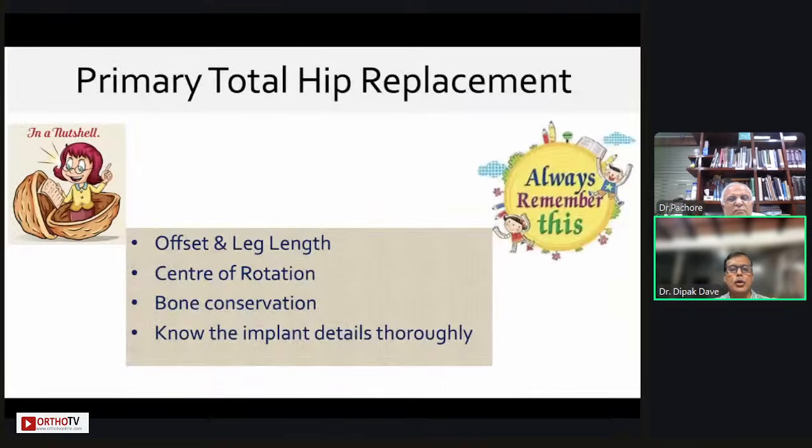That is important. For a good outcome in a primary total hip, the offset and leg length are very, very important. If you get the offset correct, the center of rotation is restored. Once the offset and center of rotation are achieved, then longevity and stability are achieved, and because of that, bone is conserved. And always remember about future surgery. Before going into the surgery, know the implant details thoroughly, which will help you to choose the right stem.